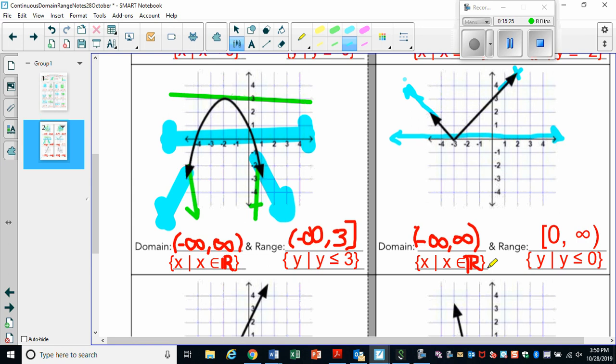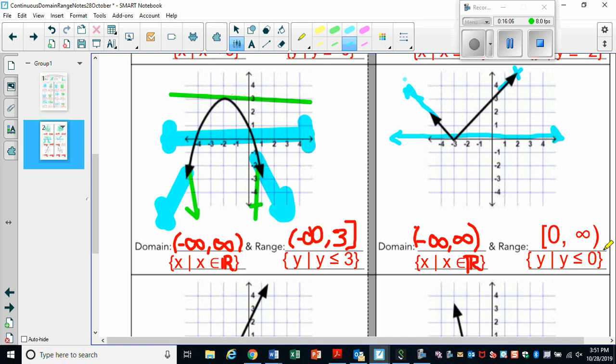Now this symbol here, I forgot to mention in the previous problem. This set builder notation is x such that x is an element in the real number system. That's how you translate that. It looks like an E with a fancy letter R. That E looking symbol represents is an element, and this fancy R is the real number system. So in both cases, it's x such that x is an element of all real numbers.